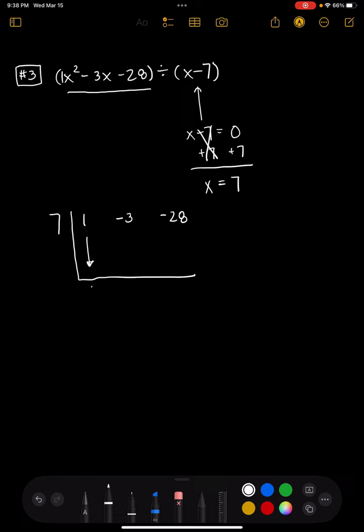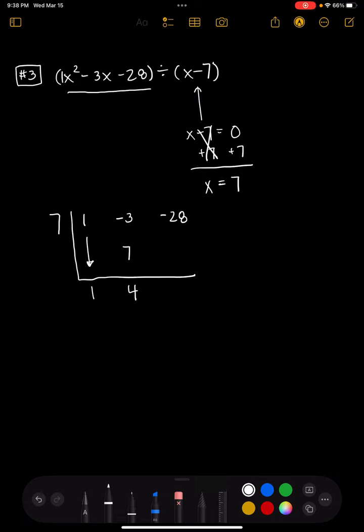Always drop the first number. Then from there, I'm going to do the first number, that number that I just dropped, the 1, times the number on the outside of the box, which is 7. So 1 times 7 gives me 7. Then I write that under the next number. So now I have these 2 numbers, -3 and 7, and I'm going to add them together, which would give me 4. Then I start the whole process over.